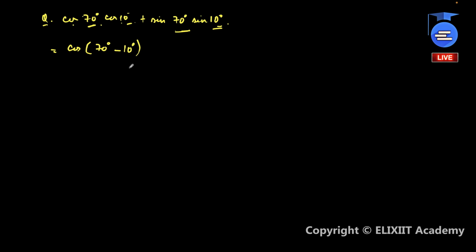We know the formula of cos A minus B, which is cos A cos B plus sin A sin B. So cos of 70 minus 10 degree is nothing but cos 60 degree. And what is the value of cos 60?